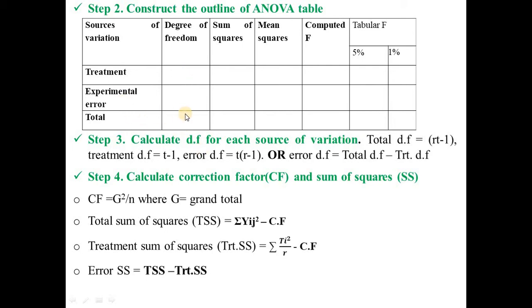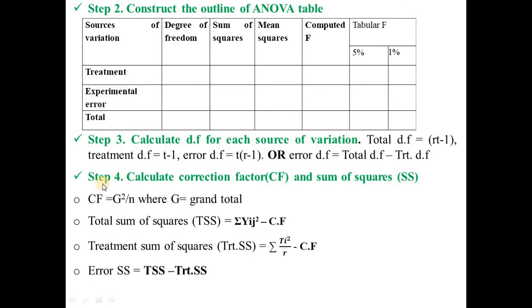Whereas for the experimental error degree of freedom, we can use the formula t(r − 1) and substitute the numbers. This gives us the experimental error degree of freedom for CRD. You can also obtain the error degree of freedom by subtracting the treatment degree of freedom from the total degree of freedom. So you can get the error degree of freedom by two methods, either subtracting treatment degree of freedom from total degree of freedom or by using this formula.